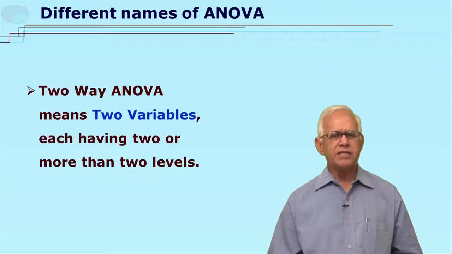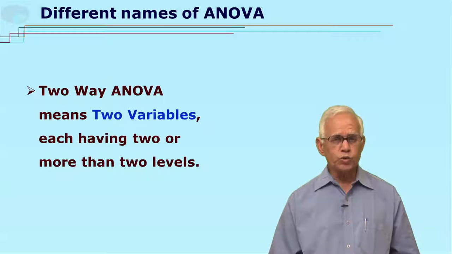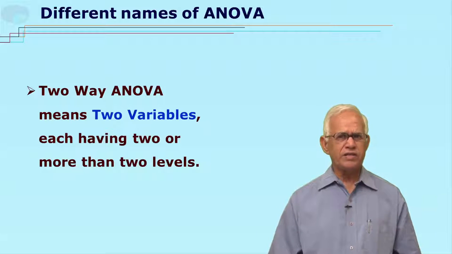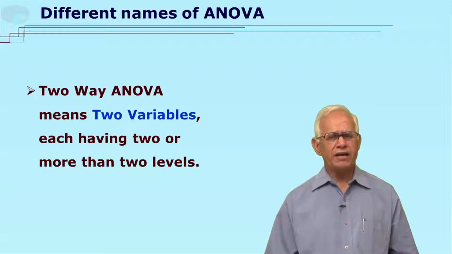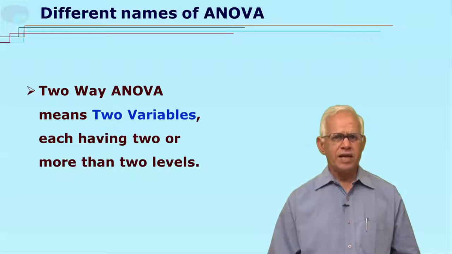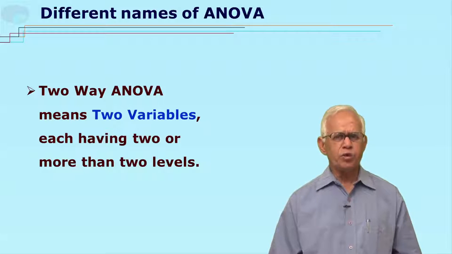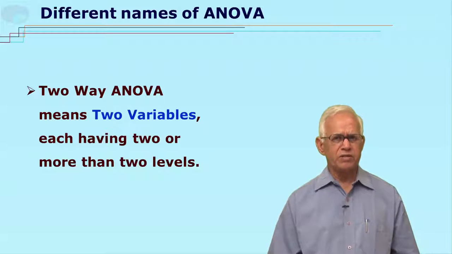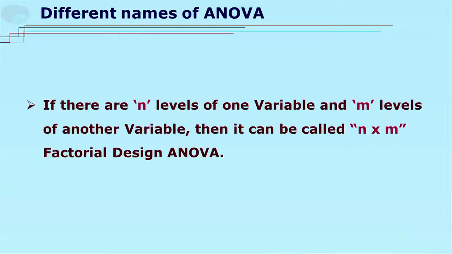Now, there might be instances when the researcher has two variables, each having minimum two levels. In this case, one can use analysis of variance, but it will be called two-way analysis of variance, because there are two variables, each having two or more than two levels. So this in general can also be called an N by M factorial design.